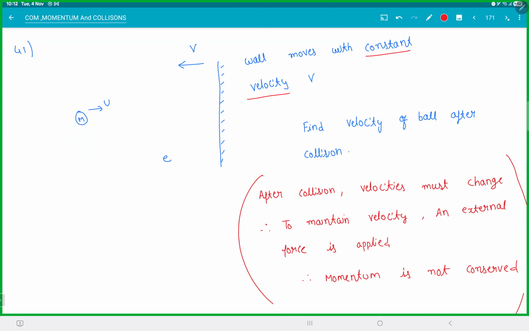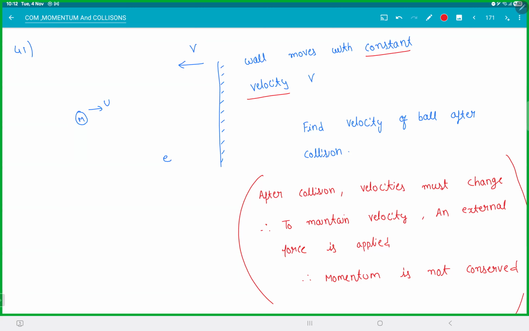How to solve collision problems? We had only 2 points, right? Momentum and restitution. Momentum is gone. So what is left? Only restitution. So use it. V into 1 plus E minus U. I think you're messing up the signs.